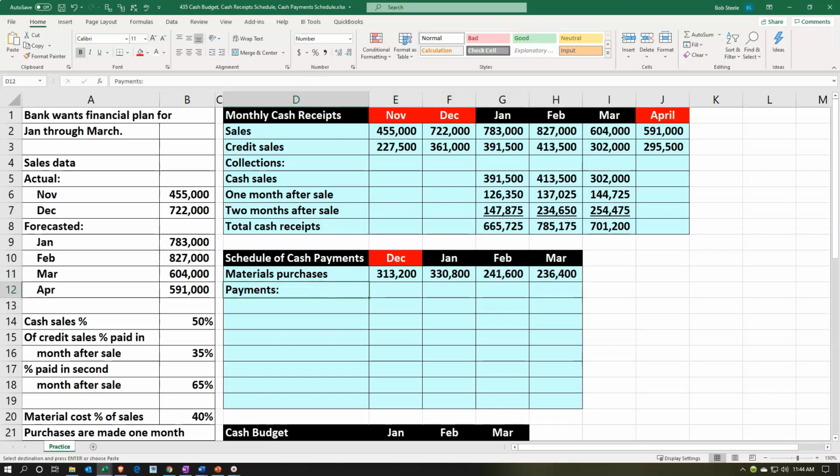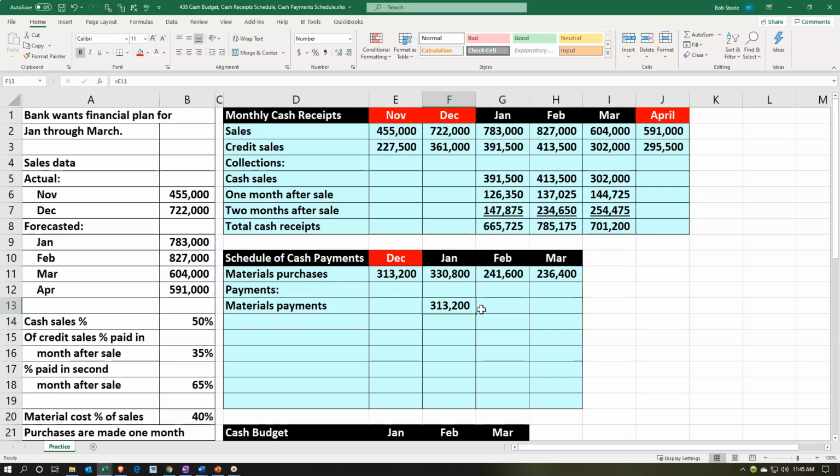Now that we have our materials, we can look at the actual payments that are going to be taking place. The payments for the materials are now going to be paid out of accounts payable. So we purchased them in this format in these months, and then we're paying for them in the following month. So we purchased the 313,200 and we calculated that based on the following month, and now it's in accounts payable, but we're going to pay it in January. So I'm going to say this equals the prior month, the 313,200.